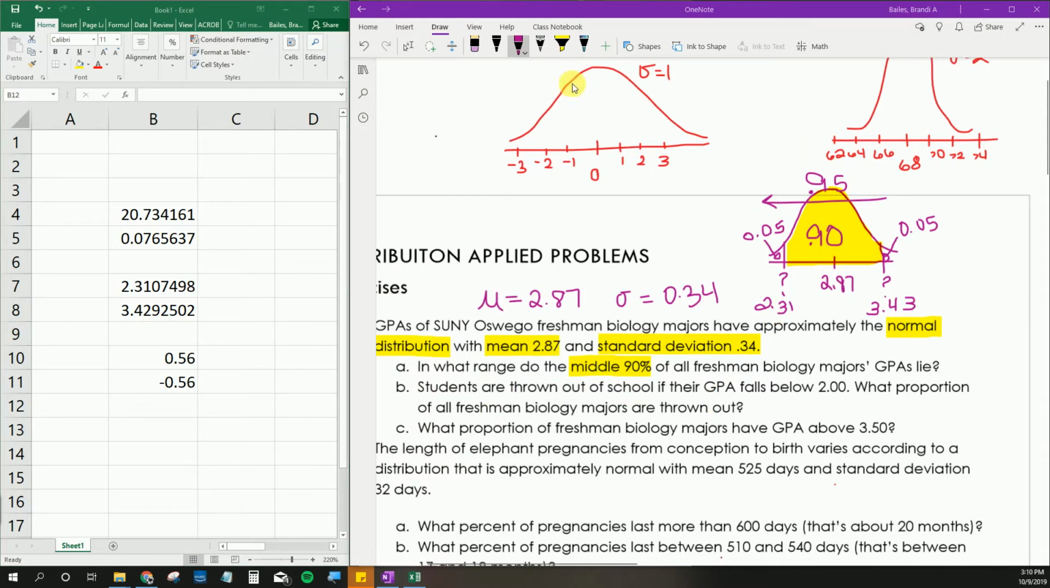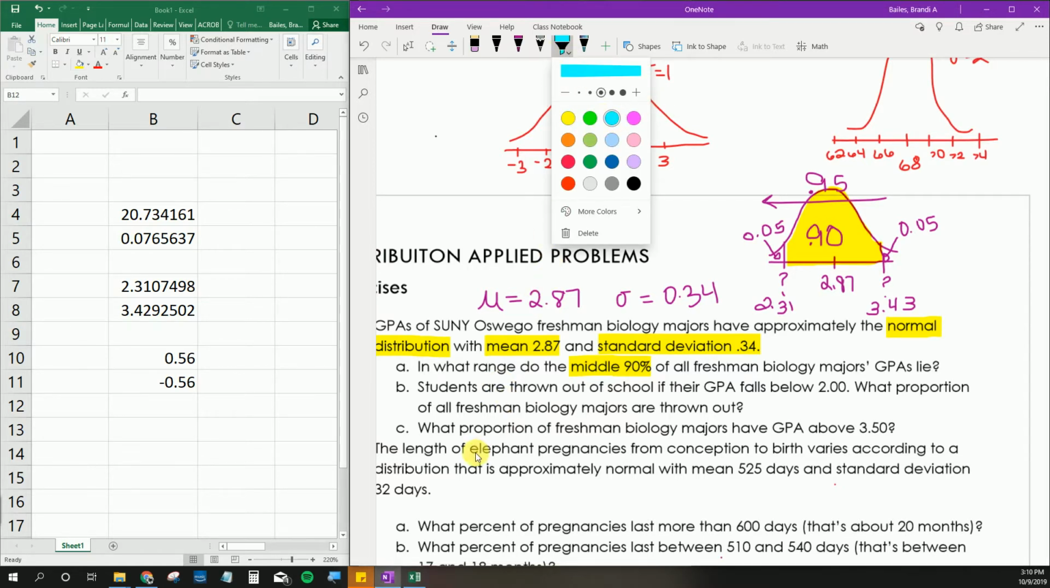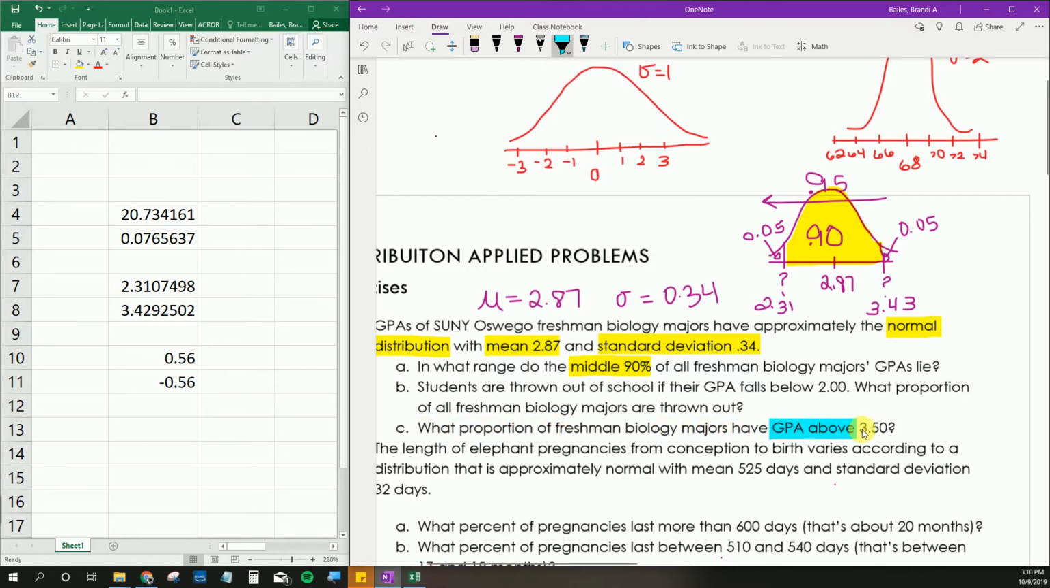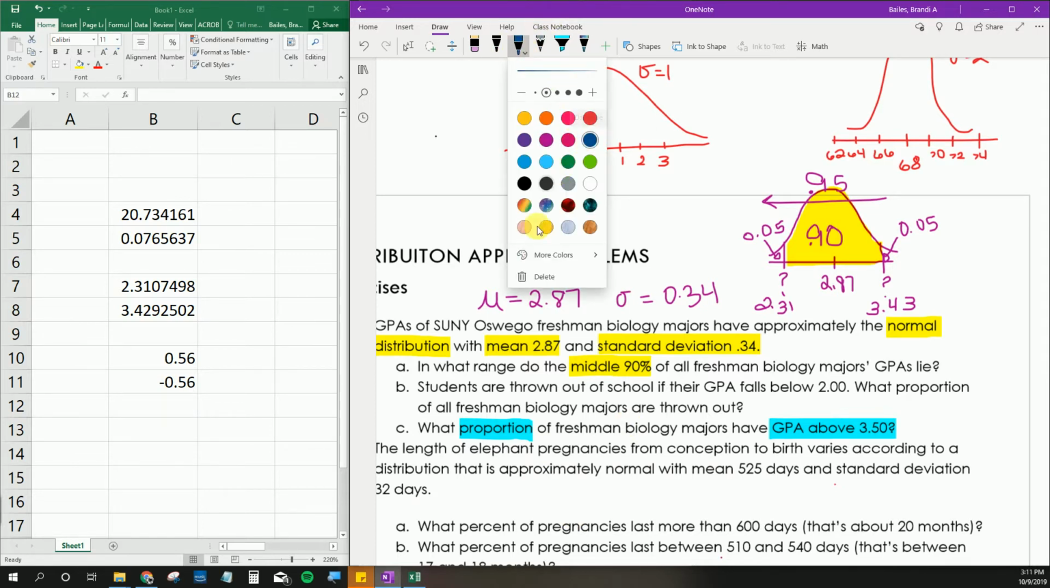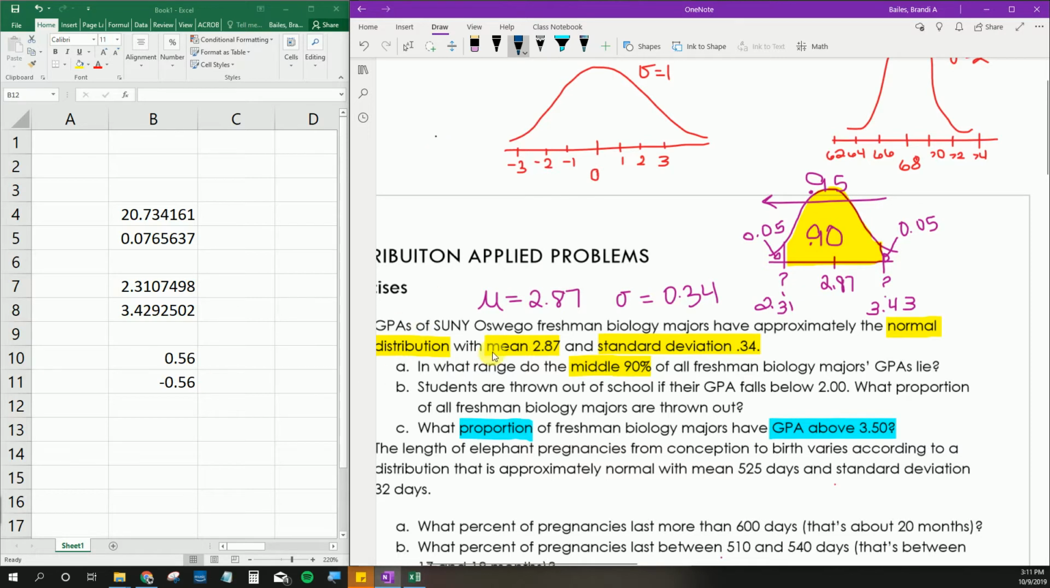So what we'll do is part 3. I'm going to go ahead and change my highlight color because I'm highlighting for a different problem. So what proportion of freshman biology majors have a GPA above 3.5? So now they're giving me a value and they want me to find the proportion or the probability. So let's go ahead and we'll switch colors as well since we're doing a different problem. And we'll go look at the math for that.